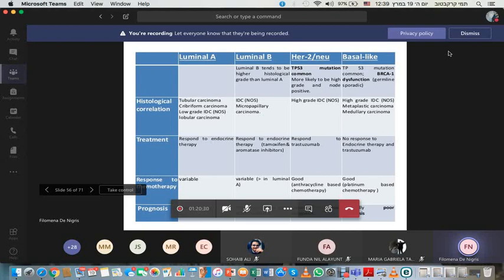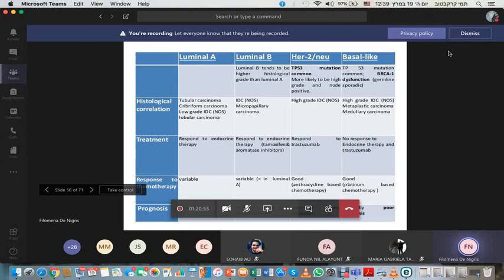In triple negative patients, they have, of course, mutation of P53. They have a higher growth rate. They have BRCA1 dysfunction. Sometimes there is also mutation, familial mutation.